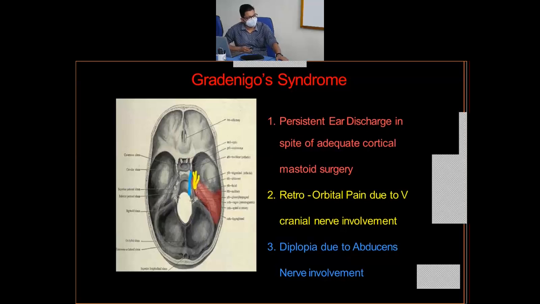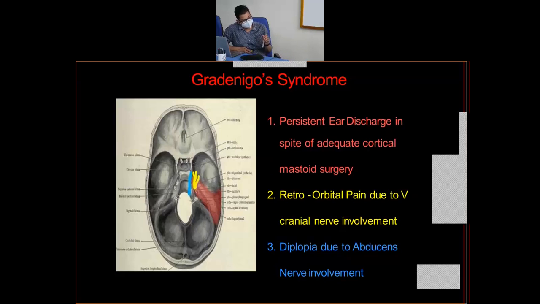So, if you can see in the first slide, the petrous apex, that is the yellow and blue colored mark there. That part is the petrous apex. So there will be some nerve structures there. Those are the abducens nerve and the trigeminal nerve. So any infection will involve them also, so it will lead to all these symptoms.